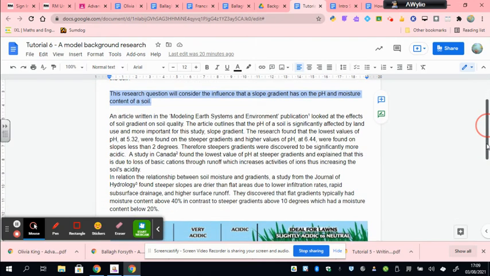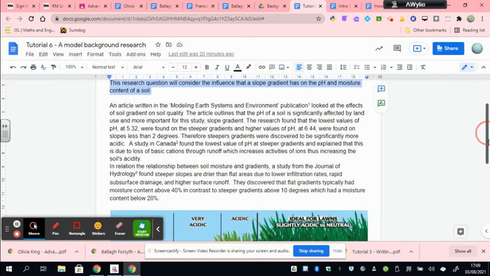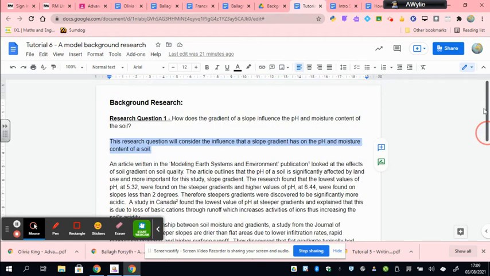Okay. So if you reflect back to what I was saying earlier on in this tutorial, it's very important you show or can demonstrate wider reading and knowledge and understanding. So what I want to know by the time I've read through this is how does gradient influence the acidity of a soil, and how does the gradient influence how much water or moisture is in the soil?